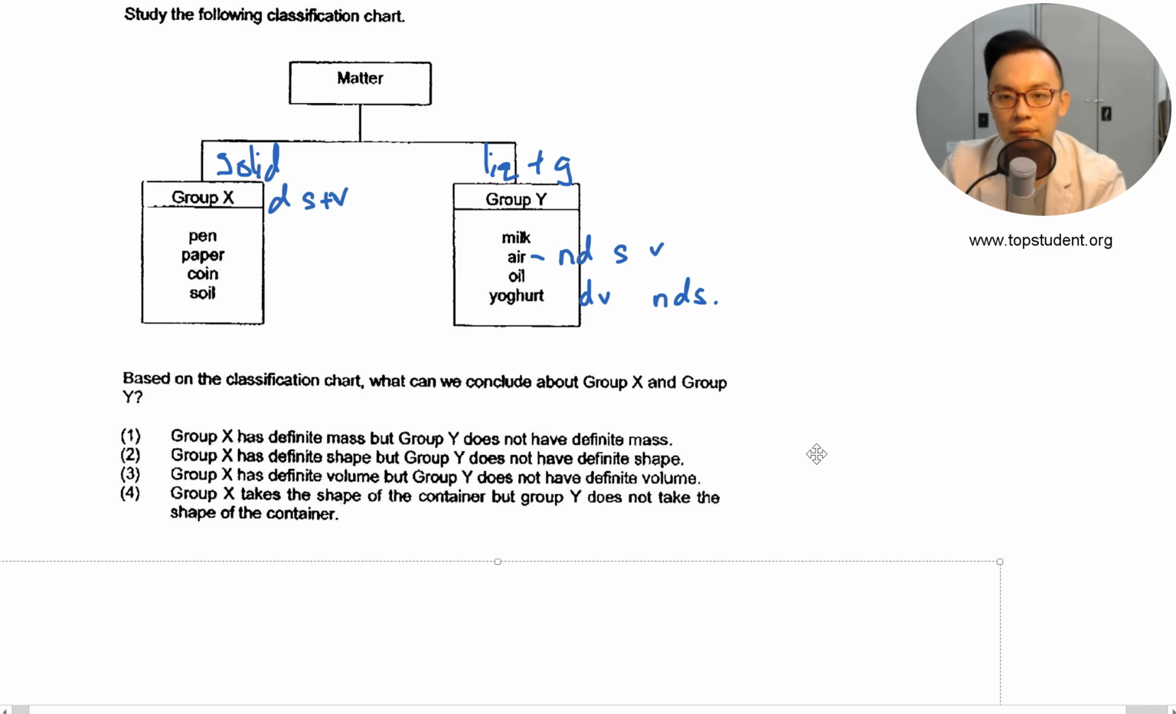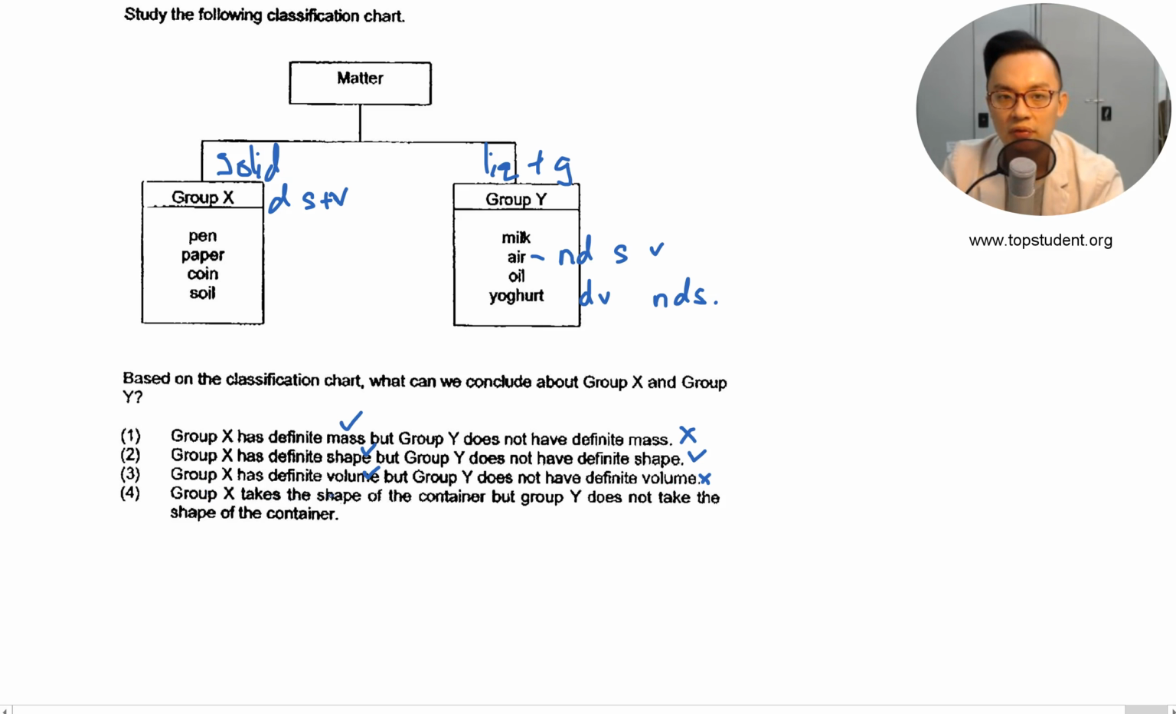Alright, a lot of short forms here, but I hope you know what I'm talking about. Let's take a look. Group X has definite mass, but group Y does not have definite mass. That's not correct. They all have definite mass. Even air has definite mass if you give it a definite volume. If there's a certain amount of air, it will have that certain amount of mass. Group X has definite shape. This is correct. But group Y does not have definite shape. This is correct too. Group X has definite volume. This is also correct. But group Y does not have definite volume. This is wrong because yogurt, oil, and milk have definite volume.